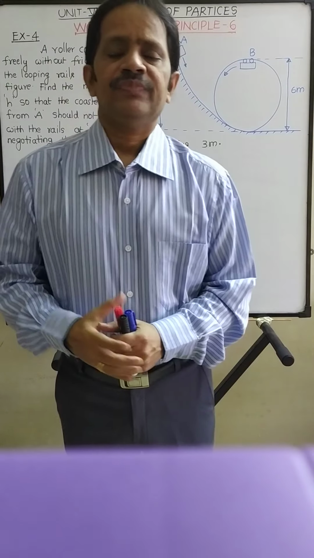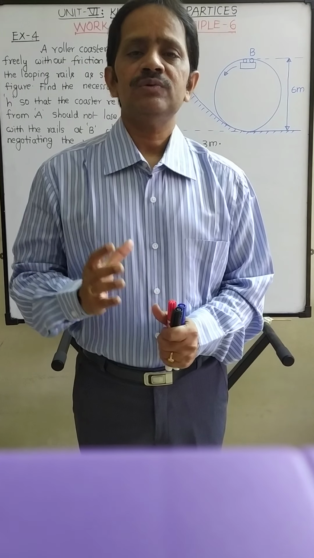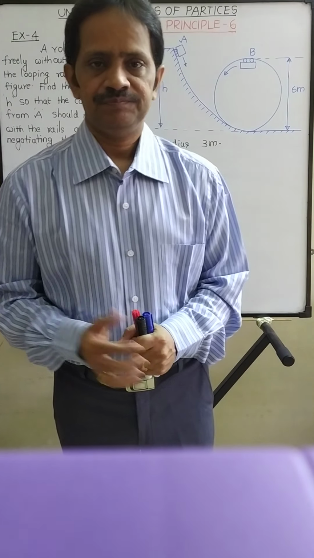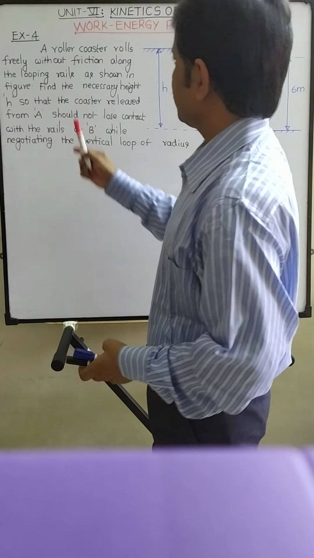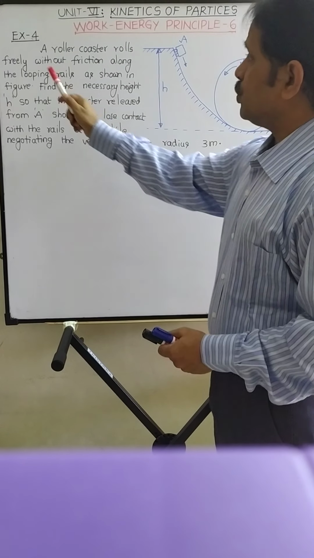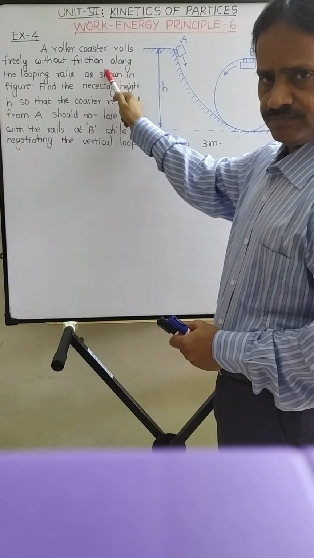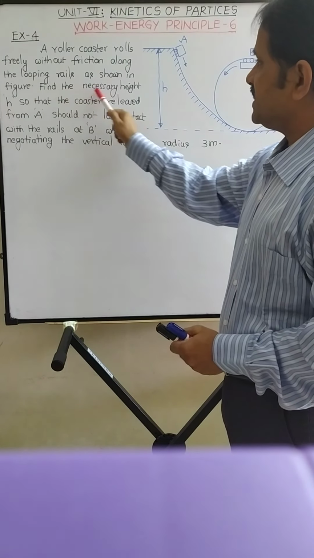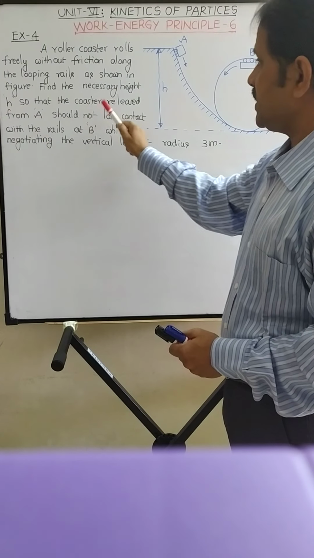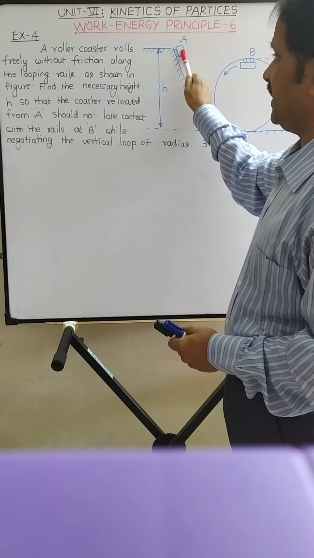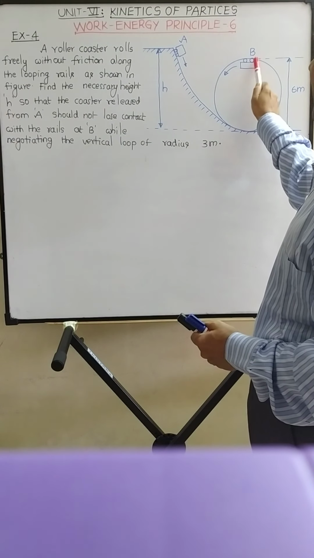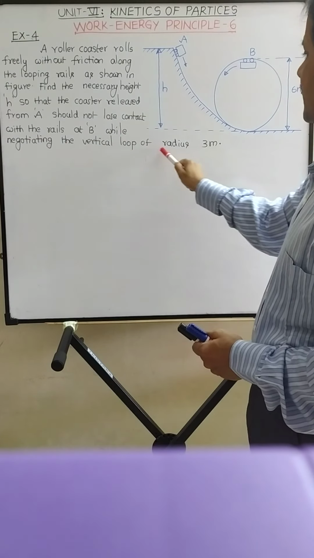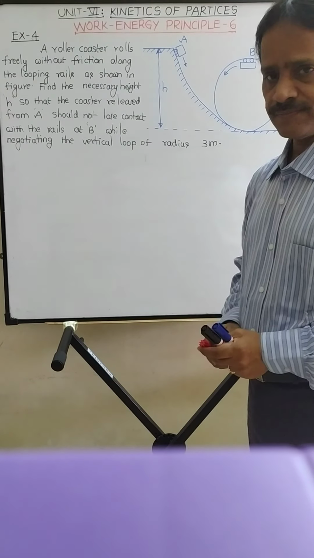Hello students. So in today's video we are going to solve one typical example on the work energy principle. So let us read the statement. A roller coaster rolls freely without friction along the looping rails as shown in figure. Find the necessary height h so that the coaster released from A should not lose contact with the rails at B while negotiating the vertical loop of radius 3 meters.